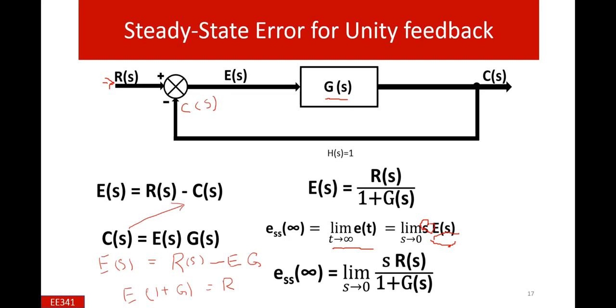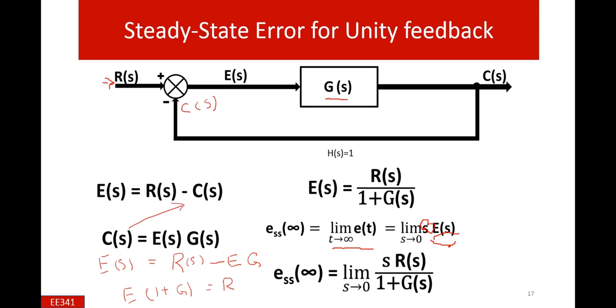This is the definition of steady state error in terms of input R(s) and G(s) with unity feedback. This definition is very important. Keep in mind, we will use this relation, and also another relation, continuously in our topic.